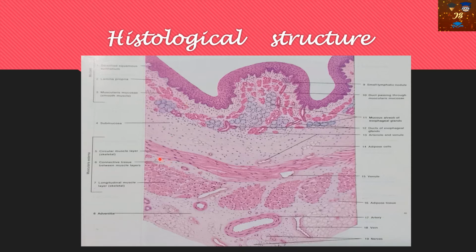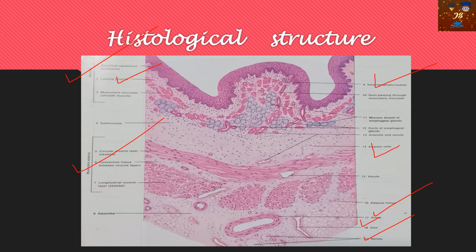And you can see, these are the circular muscle layer, these are the longitudinal muscle layers, this is the artery, these are the nerves, and this is basically adipose tissue. So let me point out the parts you have to label. This mucosa, then lamina propria, then this part, the nerve, then artery, vein, adipose tissue, and these lymphatic nodules.